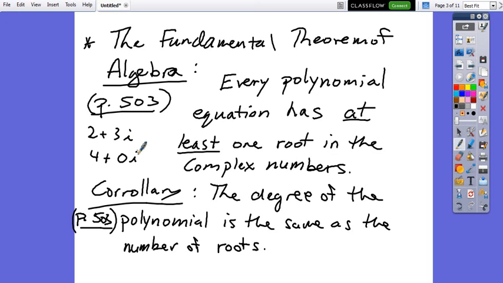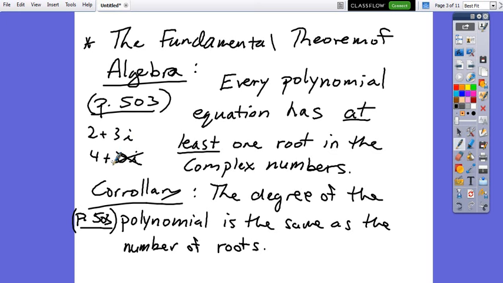Why wouldn't it be? Isn't it in complex number form? Is 0 a number? 0 is a number, right? It's an integer. All right? But what does it simplify to? Just 4. So 4 is in the set of complex numbers. Okay? Therefore, any of our solutions would be considered in the set of complex numbers. So therefore, there is a corollary. A corollary is just an additional statement. A corollary to the fundamental theorem of algebra says that the degree of the polynomial is the same as the number of roots. So if our degree is third degree, how many roots are there?